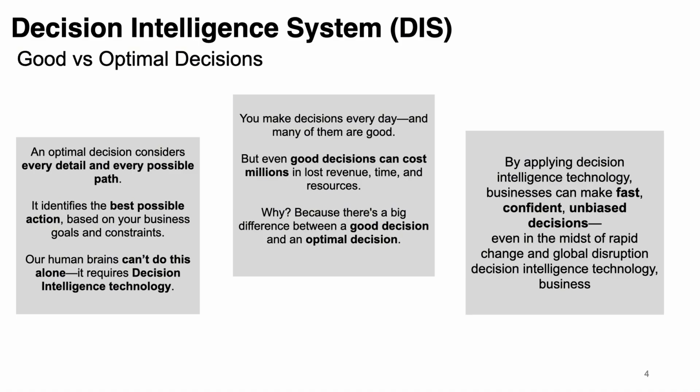Why is that? Because there is a vast difference between a decision that works and a decision that is mathematically best. Our human brain simply cannot process every single possible path and every tiny detail at the same time. DIS technology allows us to identify the absolute best action based on your specific goals and your hard constraints. It enables businesses to make fast, confident, and unbiased decisions, even in the middle of rapid global change or disruption.